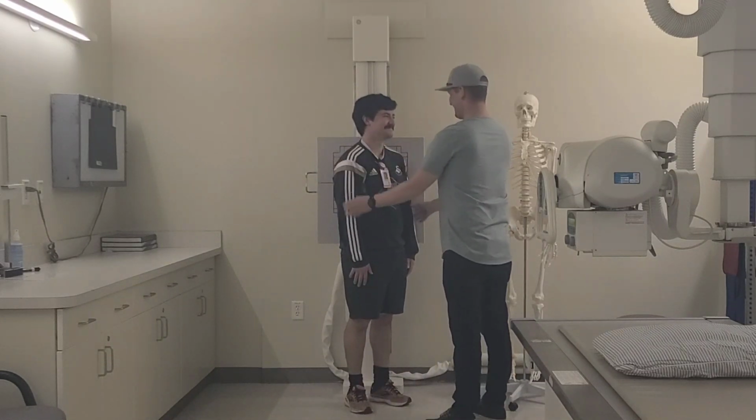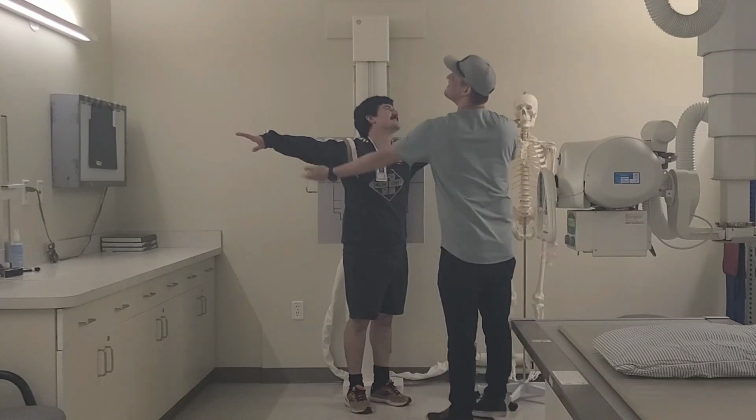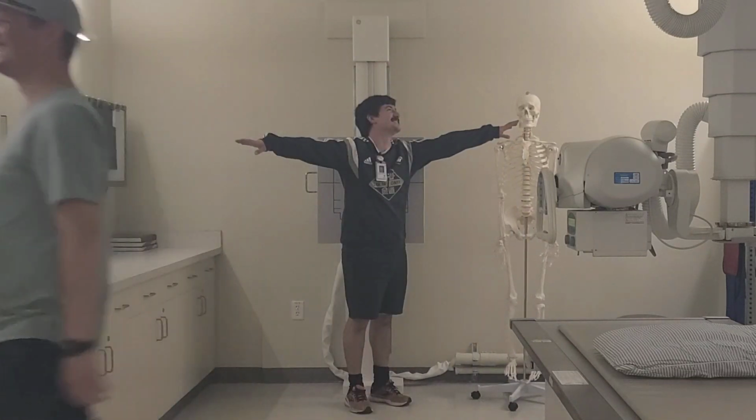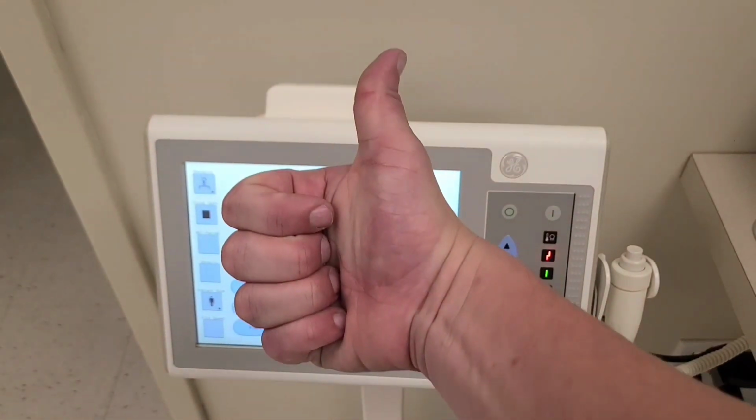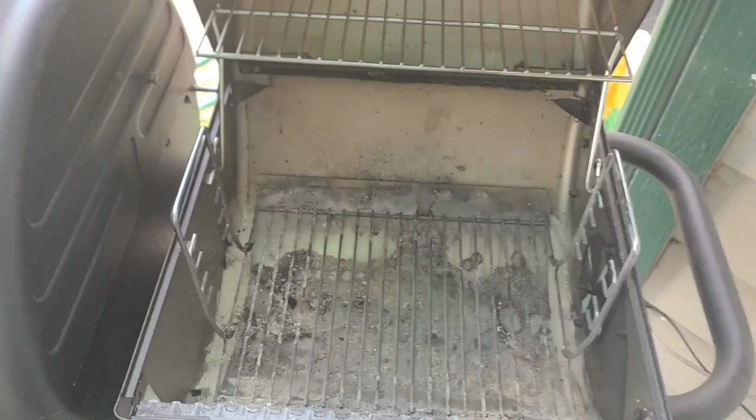Our central ray will enter the patient perpendicularly at the level of T7, 1 inch lateral to the MSP on the raised side of the patient. As mentioned previously, this view will require an increased technique. 81 at 16 ought to do.